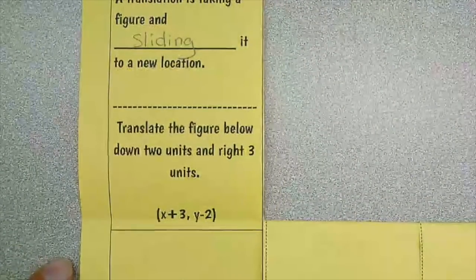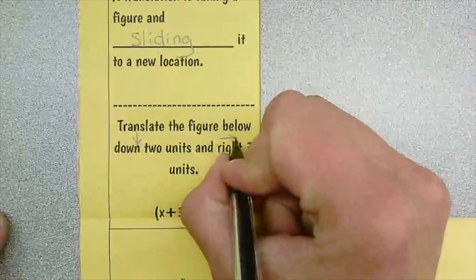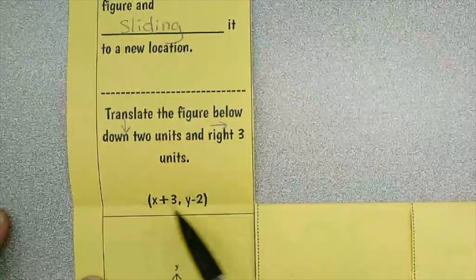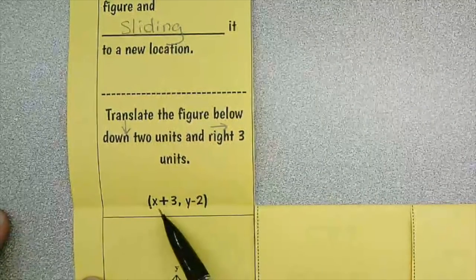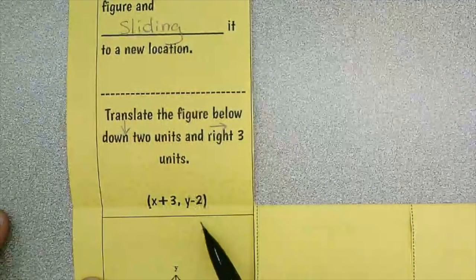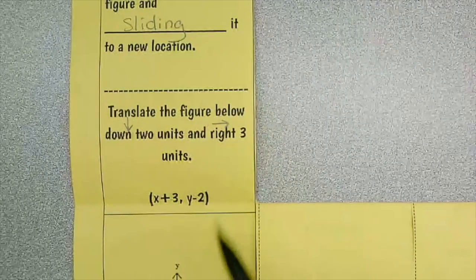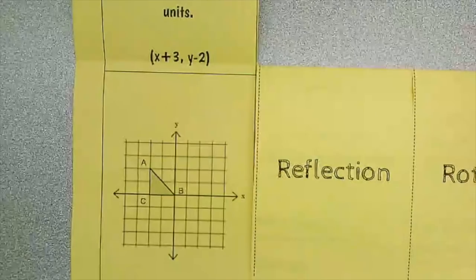Okay, and then it tells us down here that we need to translate the figure below down 2 units and right 3 units. So that's down 2 units and right 3 units. This is just another way it can be written. X coordinates go left and right, so we would be going right 3, or adding 3 to the value of whatever the original was. And then the Y value is telling us up and down, so that -2 would be moving it down 2 units. Okay, so we're going to do this down here, moving it down 2 and to the right 3.